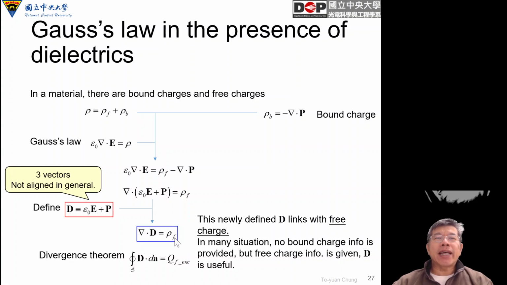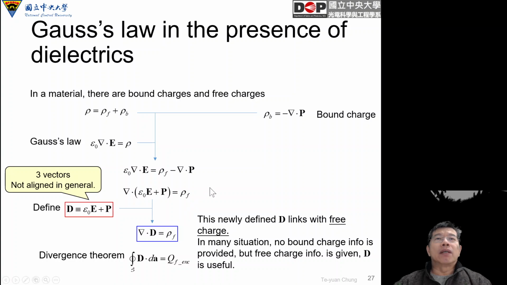So we can use the same technique of the divergence theorem again. Now the surface integration of D over a closed surface equals the free charge enclosed. In many situations, no bound charge information is provided, but free charge information is given. So D is useful in this case, because we just have the free charge information. We just deal with D without taking care of the polarization part.